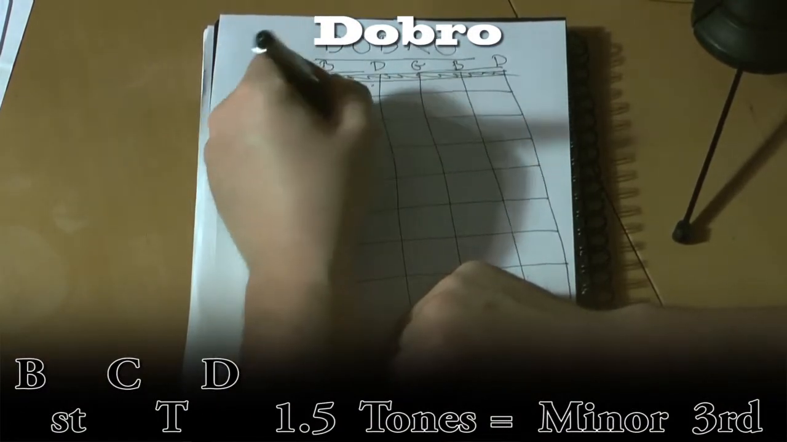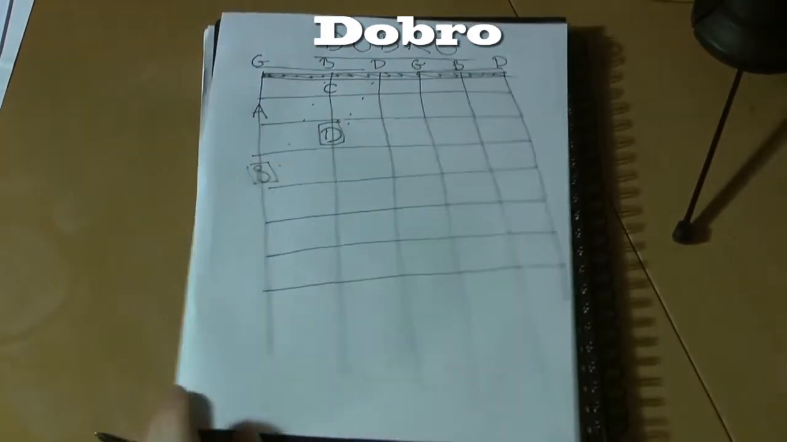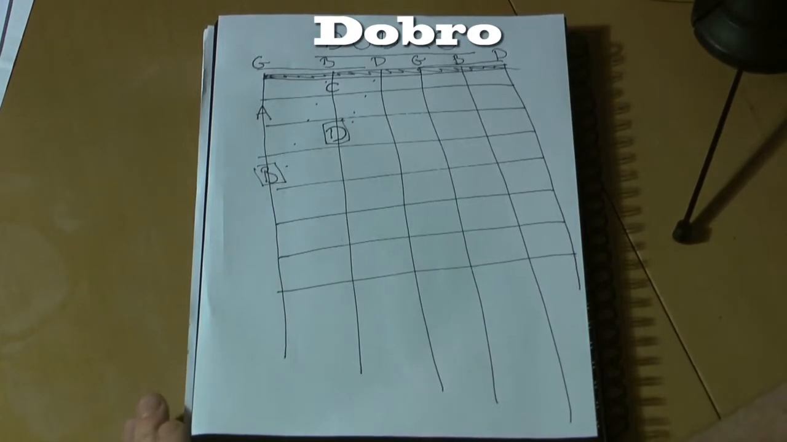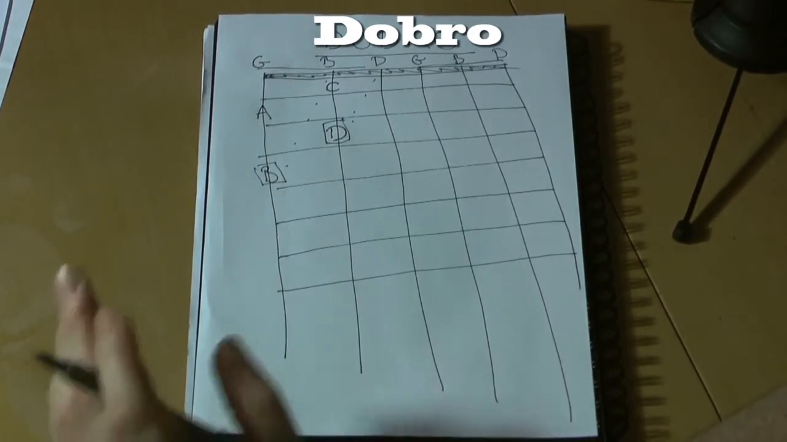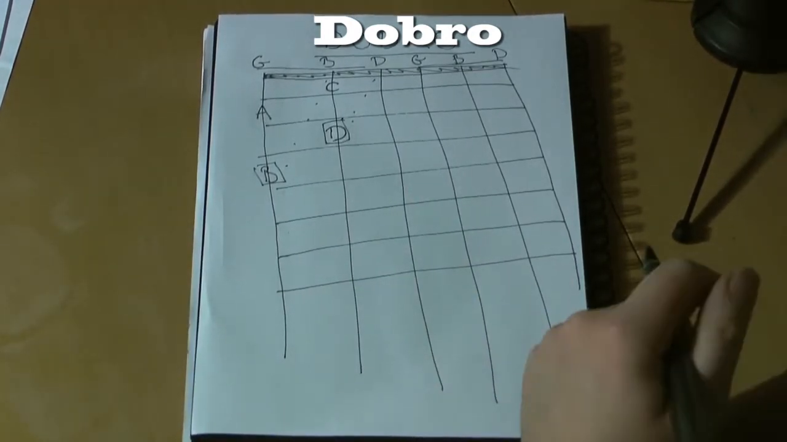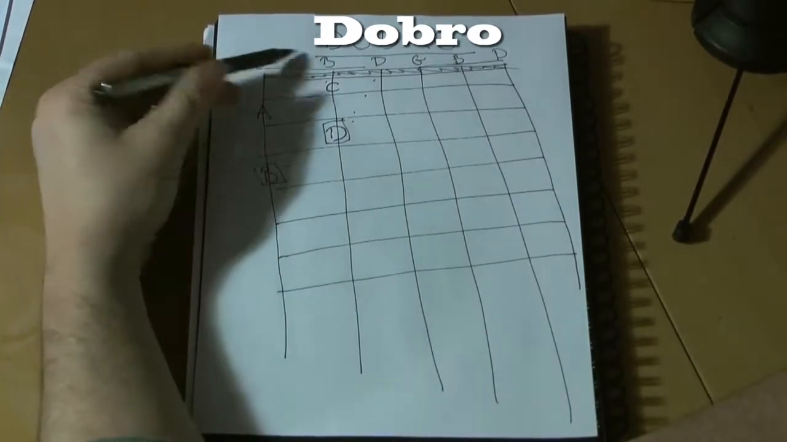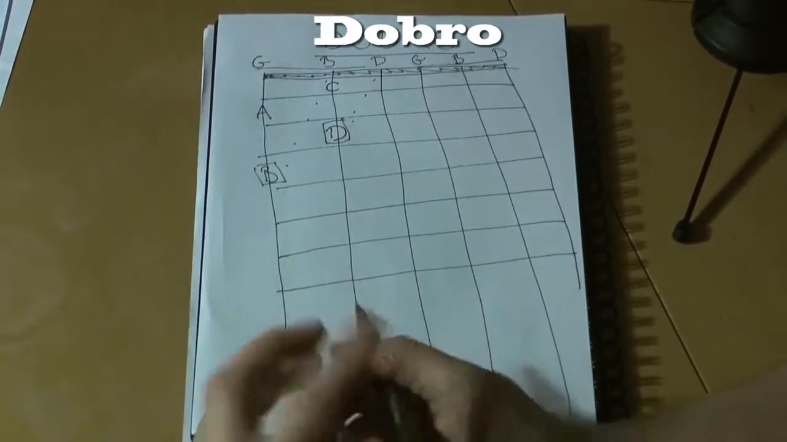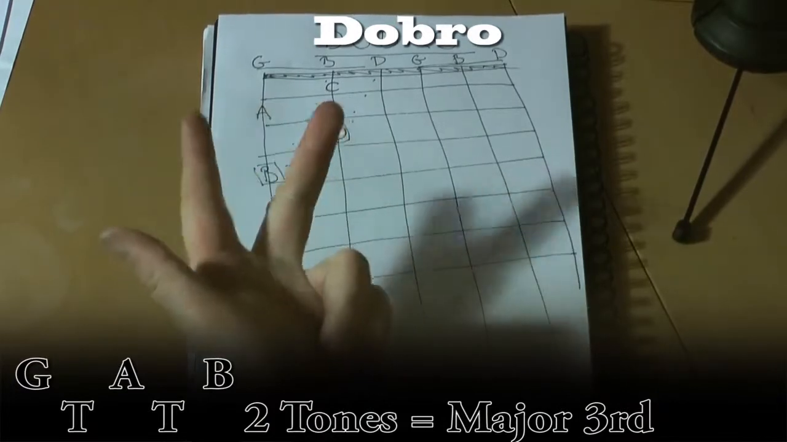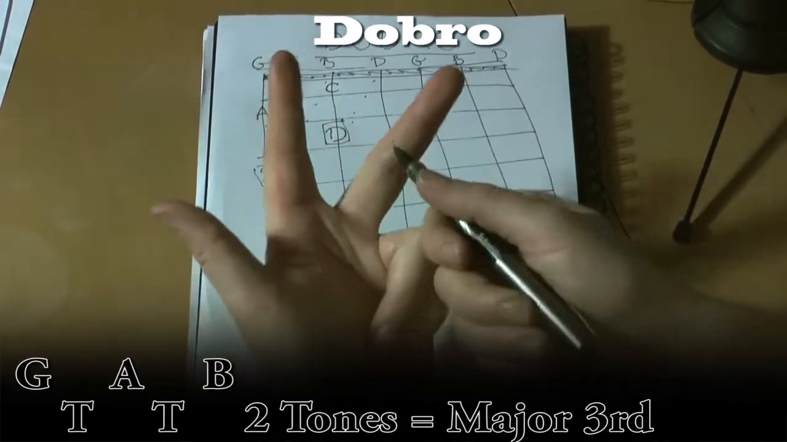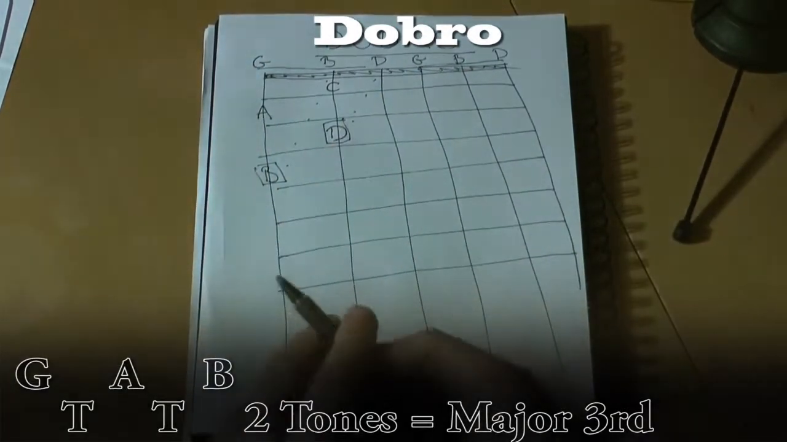Now notice this is vastly different from the mandolin or the banjo, the mandolin or the bass. Here we have a relationship of thirds between G and B. G, A, B. 1, 2, 3, and both of them are tones. So 2 tones, a third.